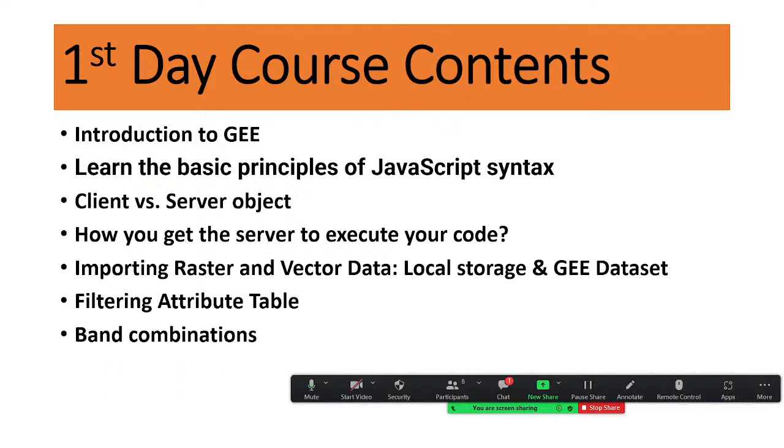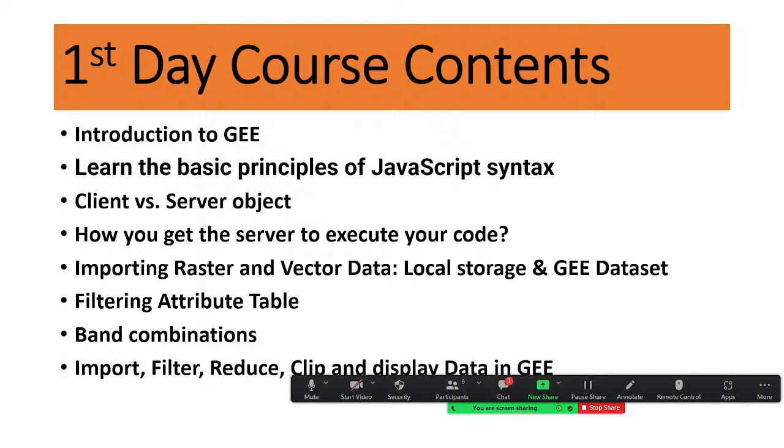And band combination, we also try to show the different types of band combination, true color composite and false color composite, in this part. Then how to import from the Google Earth Engine data catalog. Actually, Google Earth Engine has a lot of datasets available here. From this data catalog, how you can easily import, filter, reduce, clip, and display the result in the Google Earth Engine platform. I also discuss these things.